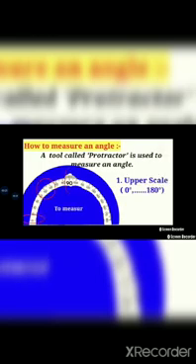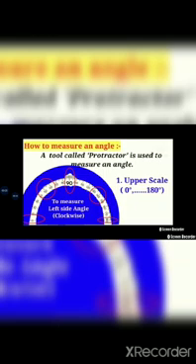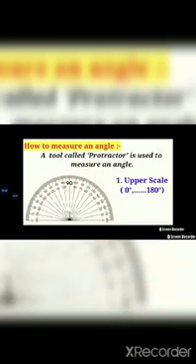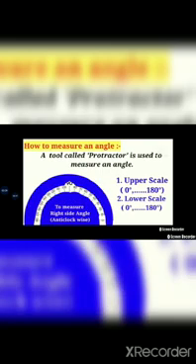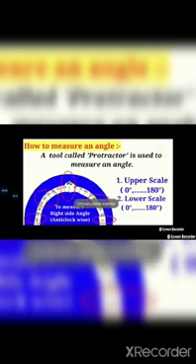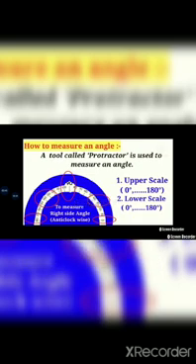The upper scale, 0 to 180 degrees, is used to measure left side angles in the clockwise direction. The lower scale, 0 to 180 degrees, is used to measure right side angles in the anti-clockwise direction. See the protractor: upper scale 0 to 180, lower scale 0 to 180. Okay, example.